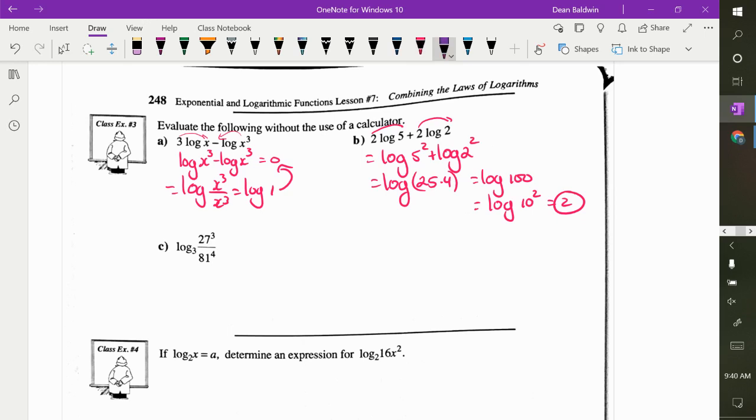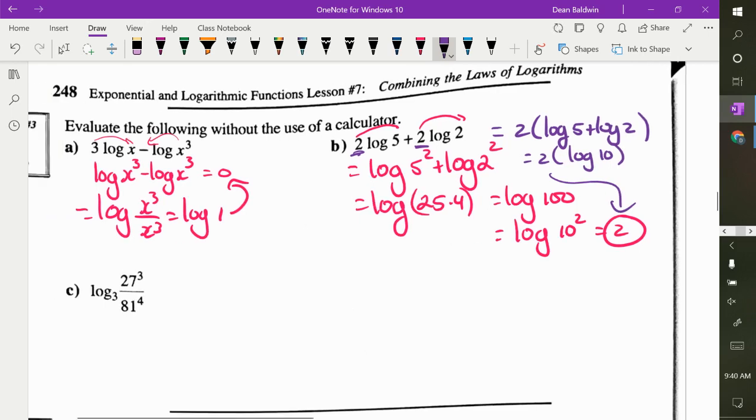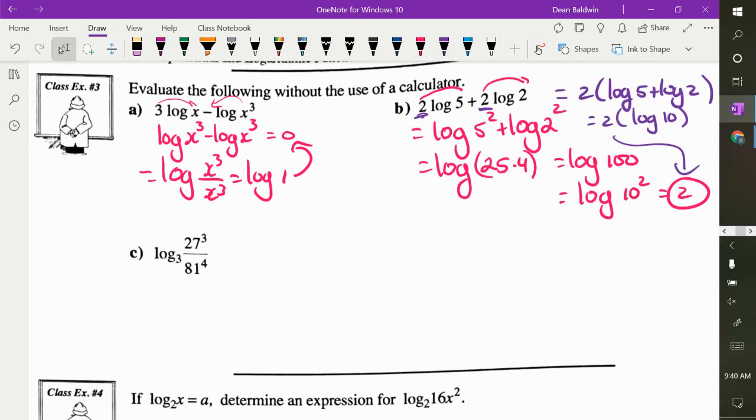Now there's another way to do it. I'll do it right here. If you look at it, you have a 2 here and a 2 here in front. I can factor out a 2. So I can go 2 times log 5 plus log 2. If we're adding, we are multiplying, so that gives me 5 times 2 is 10. What's log base 10 of 10? 1 times the 2 gives you 2. Okay. C.